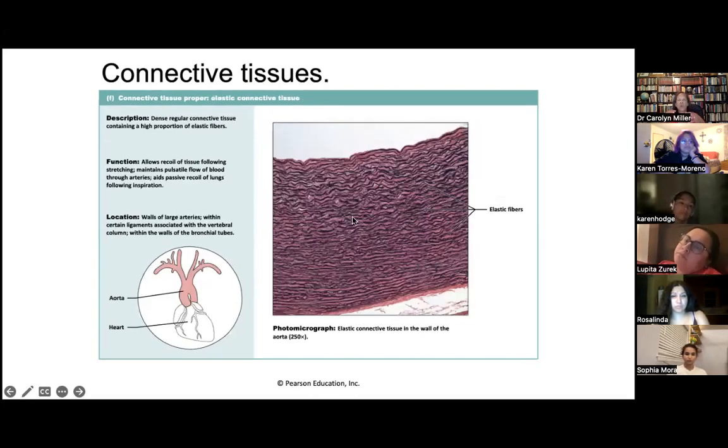It is in the aorta. It is elastic connective tissue, not to be confused with the elastic cartilage. Elastic connective tissue in the aorta. So as the blood pumps from the heart, the aorta expands and contracts, expands and contracts. Some students say beef jerky, but it looks like an elastic waistband, elastic connective tissue.